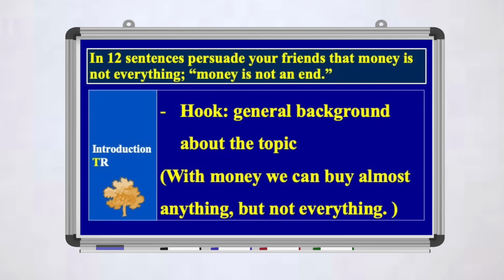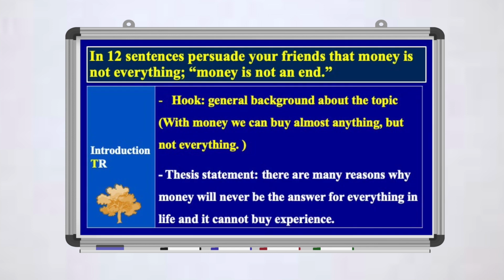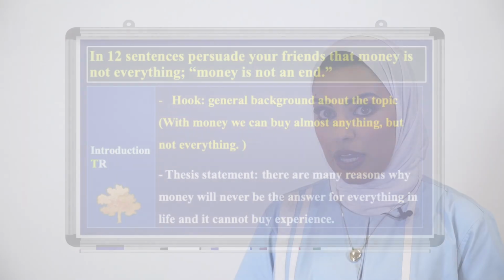We will write a hook. A hook will have a general background about the topic. Write something interesting, something that will grab the attention of the reader. And then write the thesis. The thesis will be, there are many reasons why money will never be the answer for everything in life, and it cannot buy experience. So here, you're stating your opinion and you're focusing on 2 main ideas.